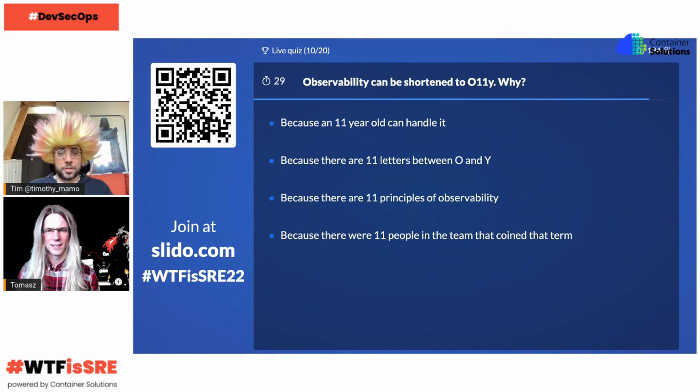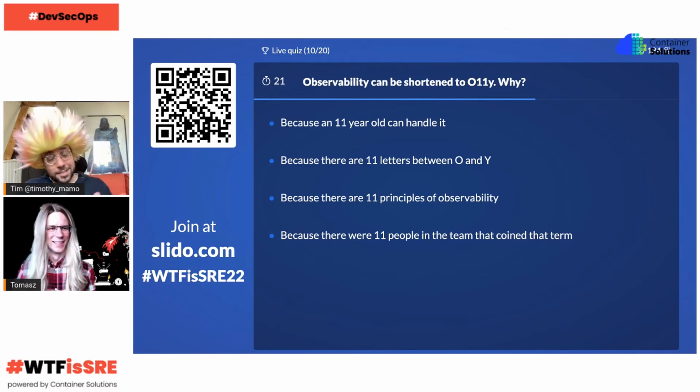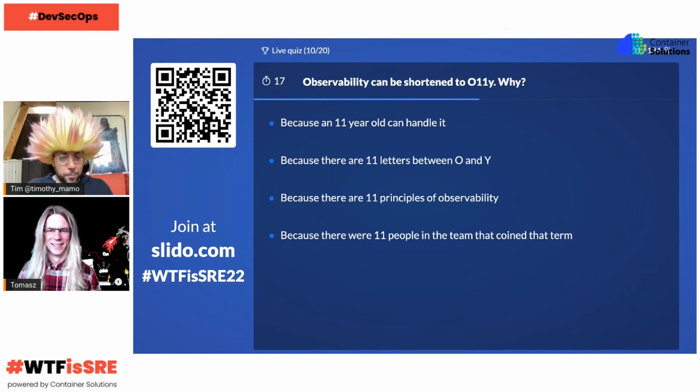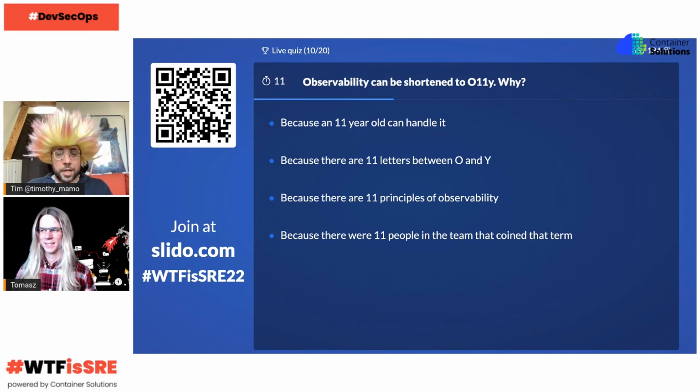Observability can be shortened to O11Y. Why? Because an 11-year-old can handle it. Because there are 11 letters between O and Y. Because there are 11 principles of observability. Because there are 11 people in the team that coined that term.